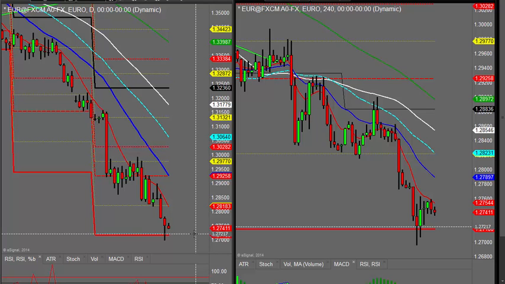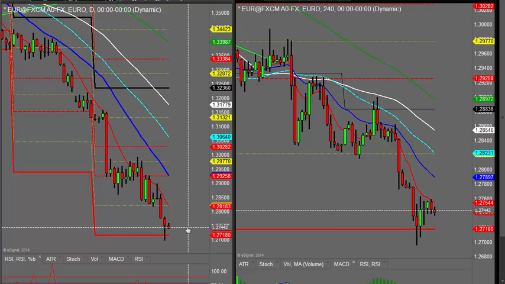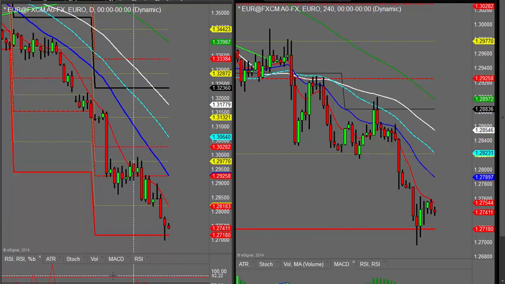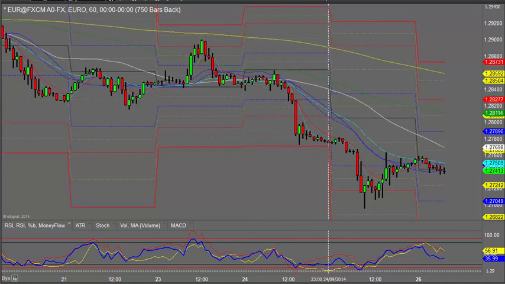It's looking weak. Draghi's comments were not good at all. Couple of things to watch for then. Really is, let's say, potentially further downside. It's already broken. It's easier to see on the hourly actually.